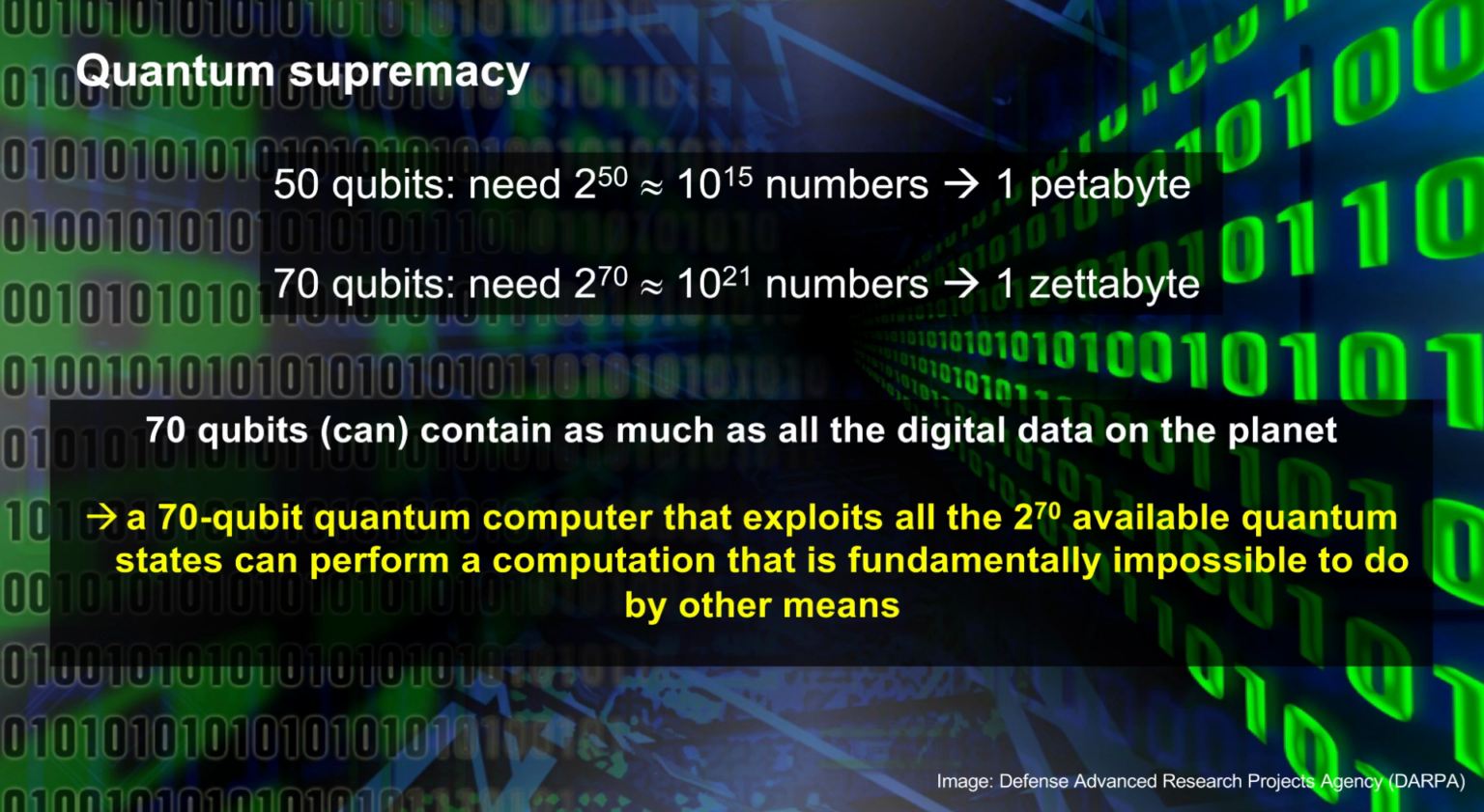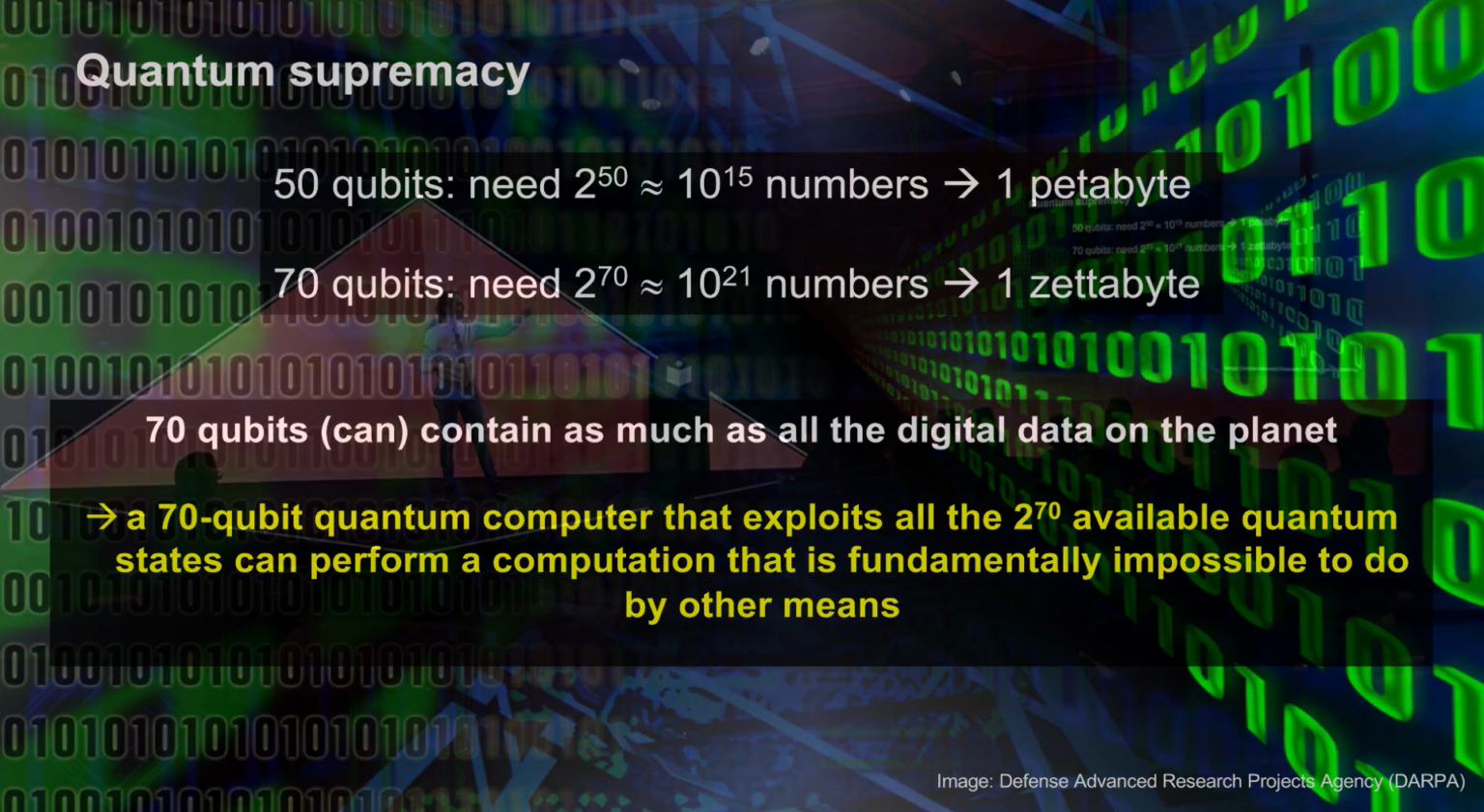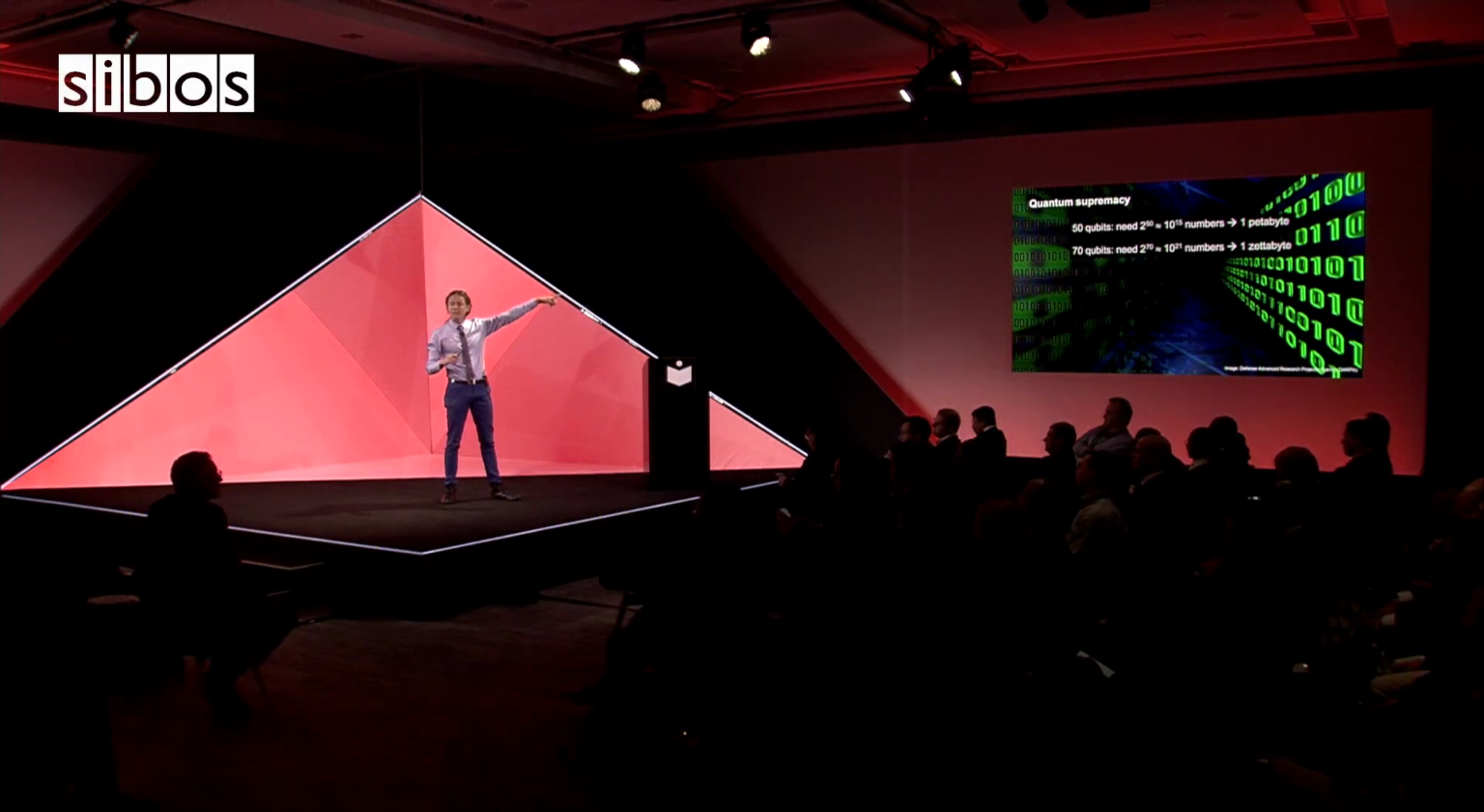Now, 2 to the 50 is about the same as 10 to the 15. So imagine you use 1 byte of classical data for every coefficient. That means you need a petabyte. A petabyte is 1,000 terabytes. And that's something you can kind of visualize.